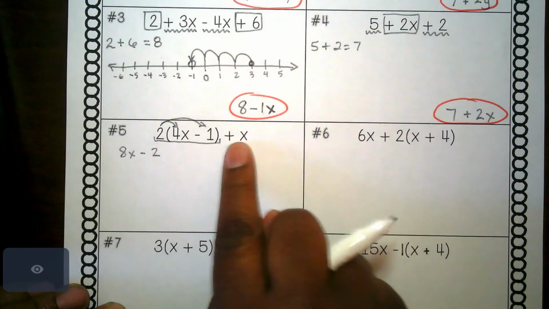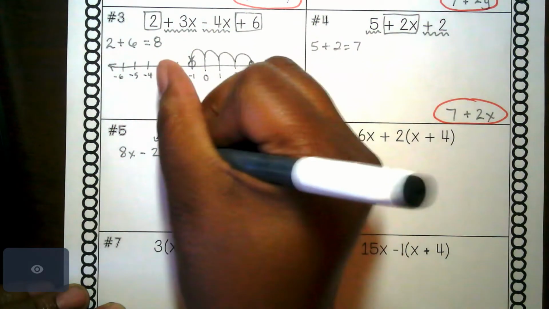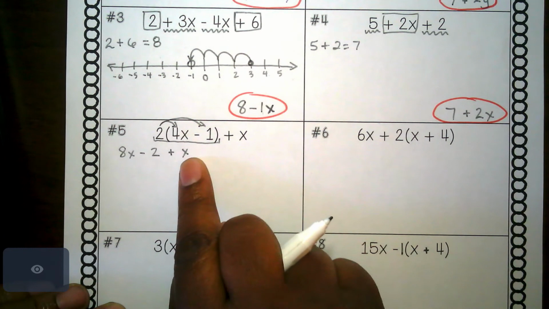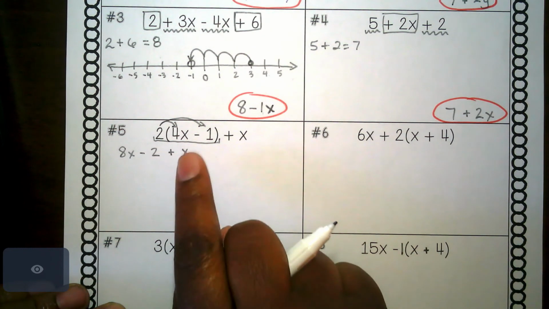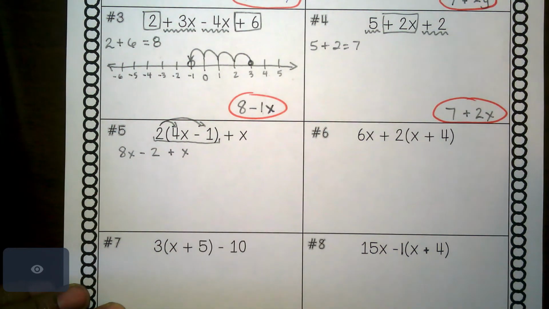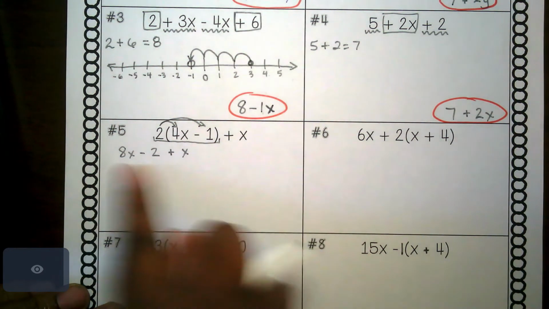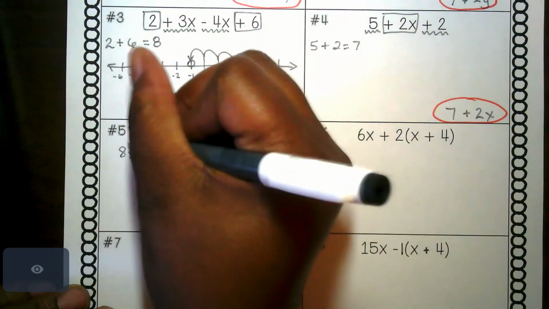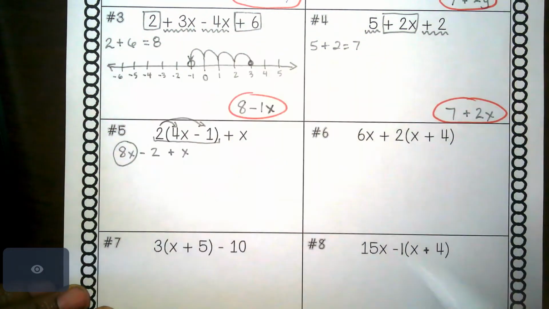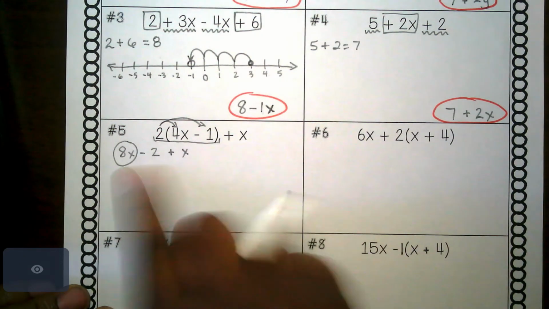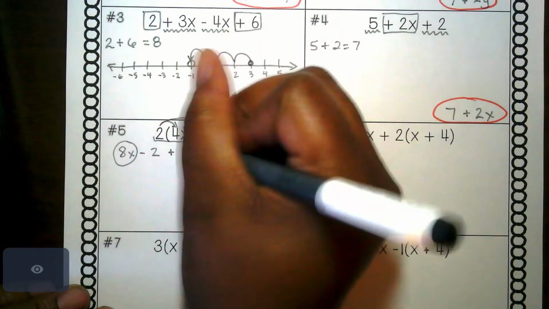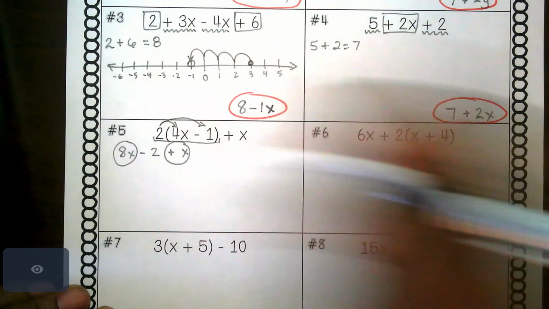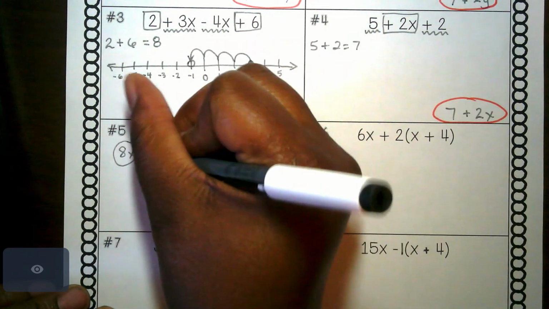So now I need to bring down the rest of it, plus x. And again, we know that if it just has x, that means it's plus 1x, that invisible 1. So now I could do with this what I've done to all of these other problems. Look at my first term. I'm going to circle it. It's 8x. I'm going to see if I have any terms like it, and I do. This plus 1x. And then I have left minus 2.